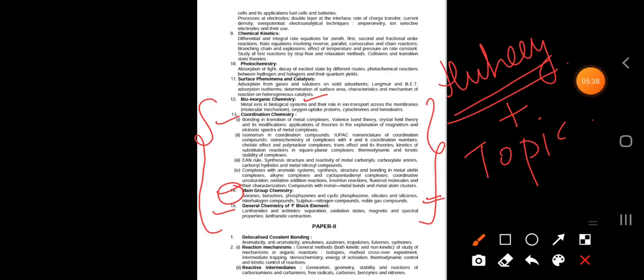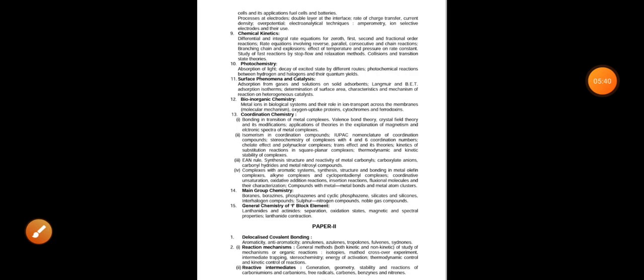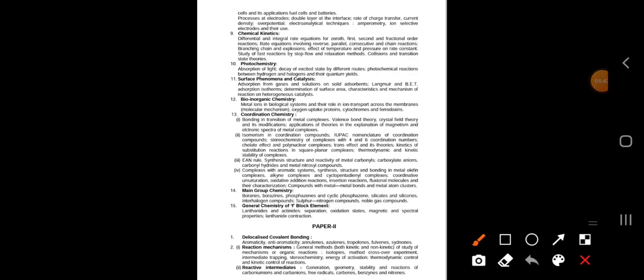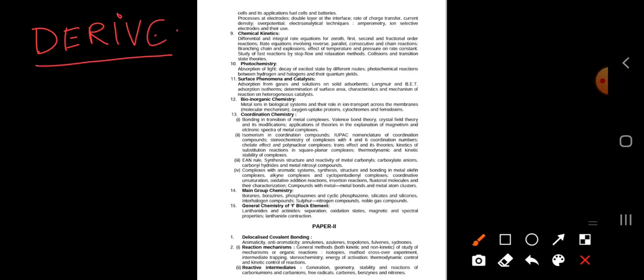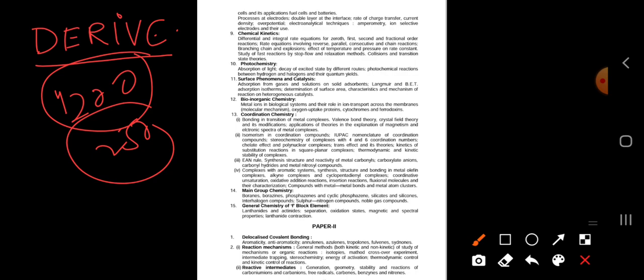Okay, this is it. Now, one thing that must be kept in mind while preparing for paper one is to learn derivations and derive them again and again. Here in the paper, that is a theoretical paper, we have to define, explain, and write an answer of 200 to 250 words depending upon the weightage.